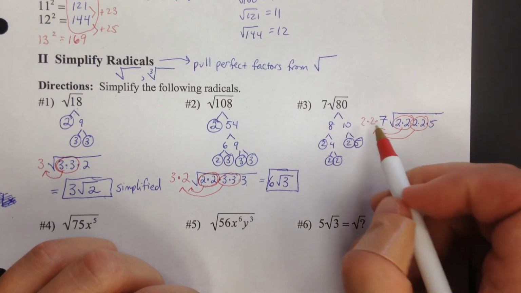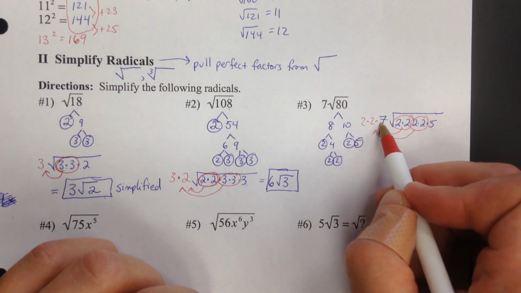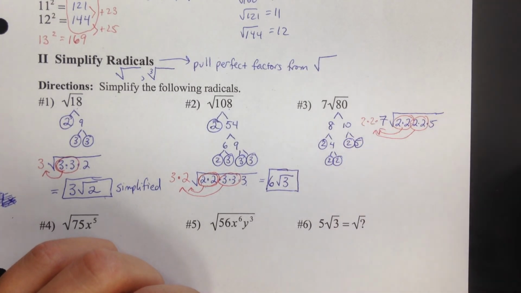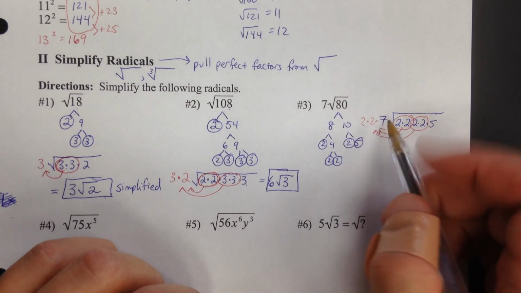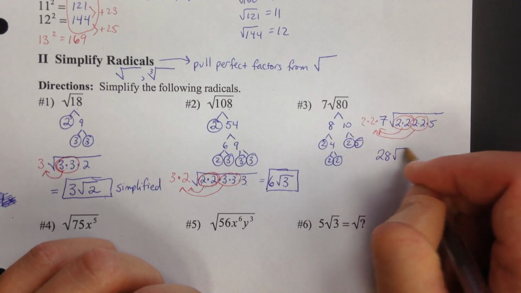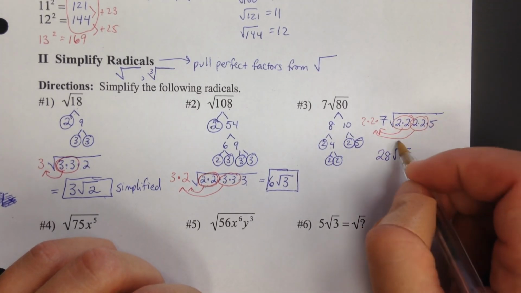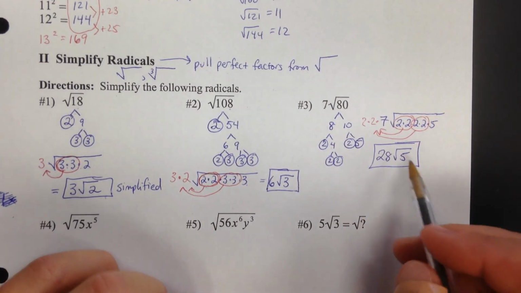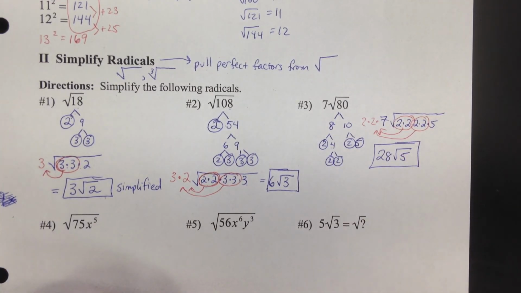Now on the outside, we have 2 times 2 times 7. So we're going to multiply that together, and that would be 4 times 7 is 28. We still have a 5 underneath. So our answer is 28 square root 5.